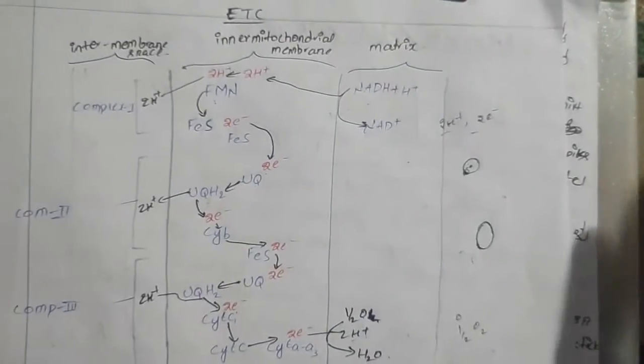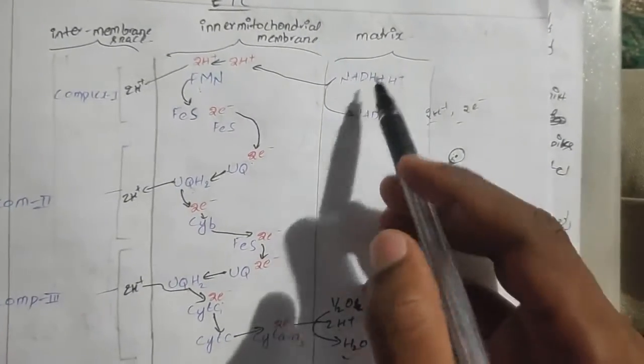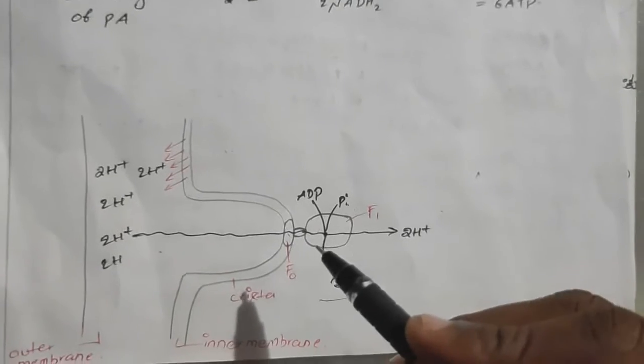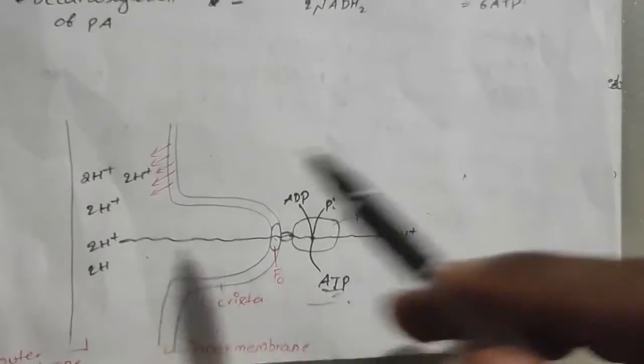Remember this. And in the ETC we won't get any NADH2 or ATP; here the NADH2 and FADH2 are broken down into protons and electrons, and finally by the oxidative phosphorylation process these protons change into ATP.